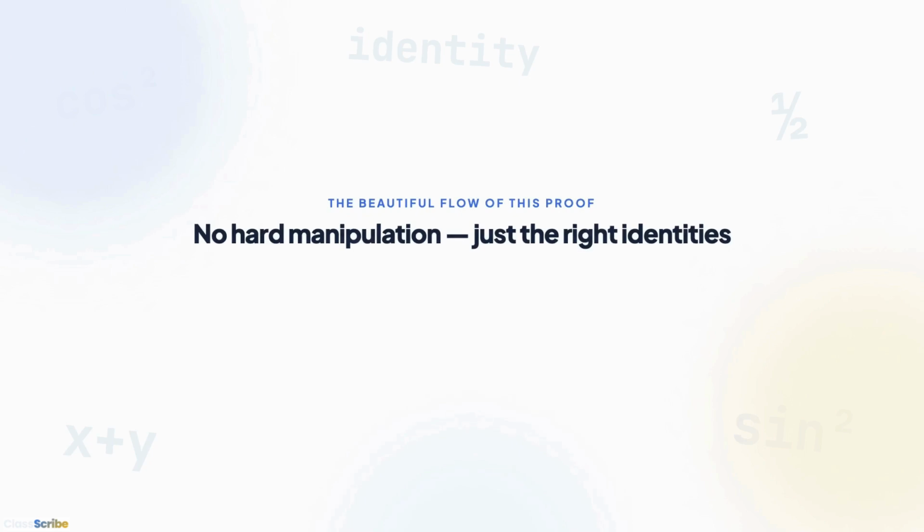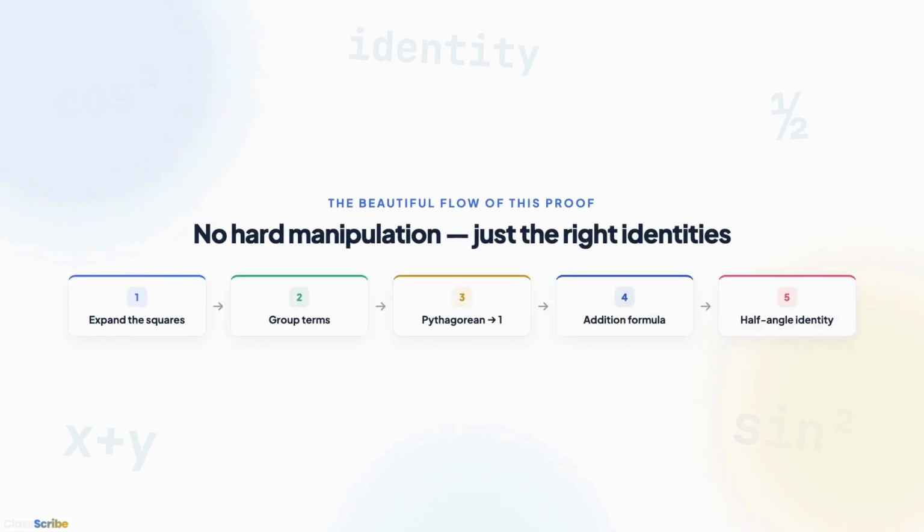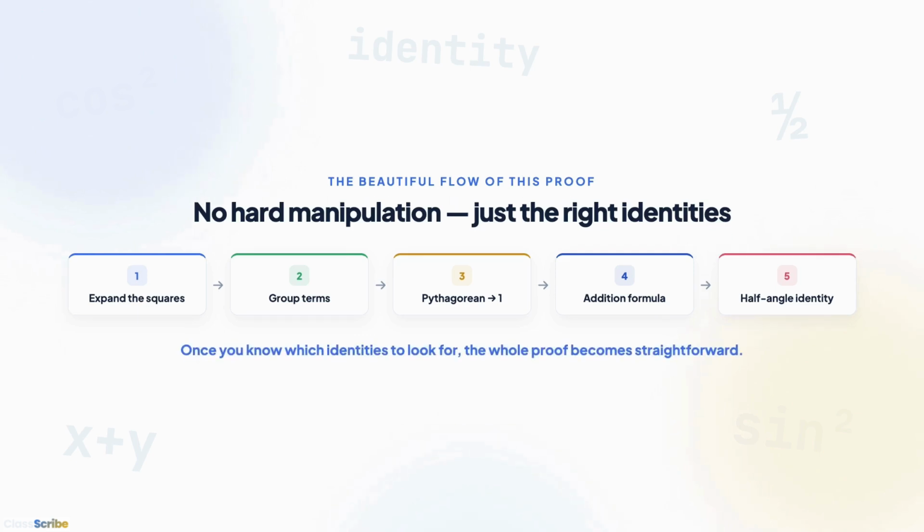We never performed any difficult manipulation. We simply expanded the squares, grouped the terms intelligently, recognized a standard trigonometric identity, and then finished with a half-angle identity. Once you know which identities to look for, the entire proof becomes straightforward. Now let's solve the next identity.